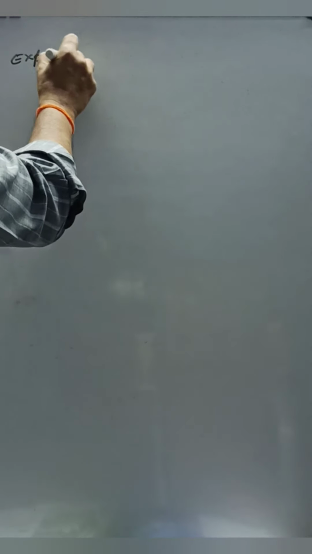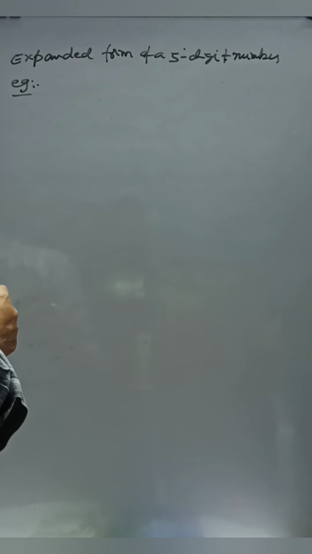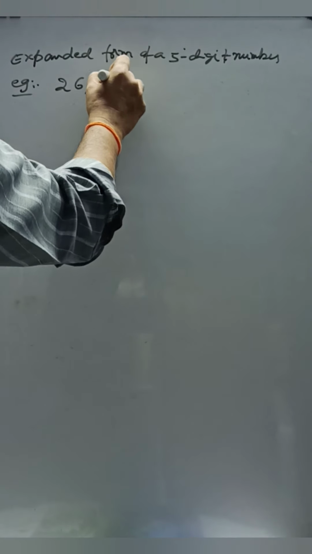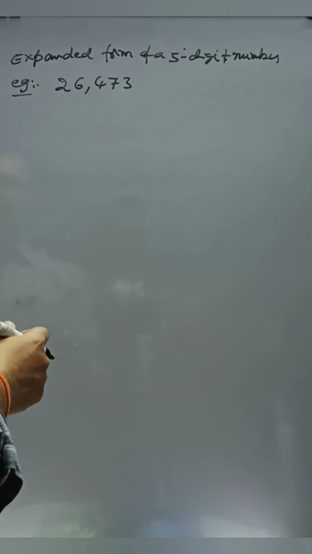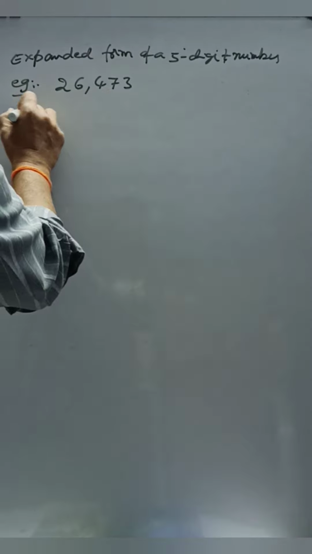After understanding face value and place value, now let us write the expanded form of a 5-digit number. Just for example, we will take some number, 26,473. First we will write the place value chart for this number.